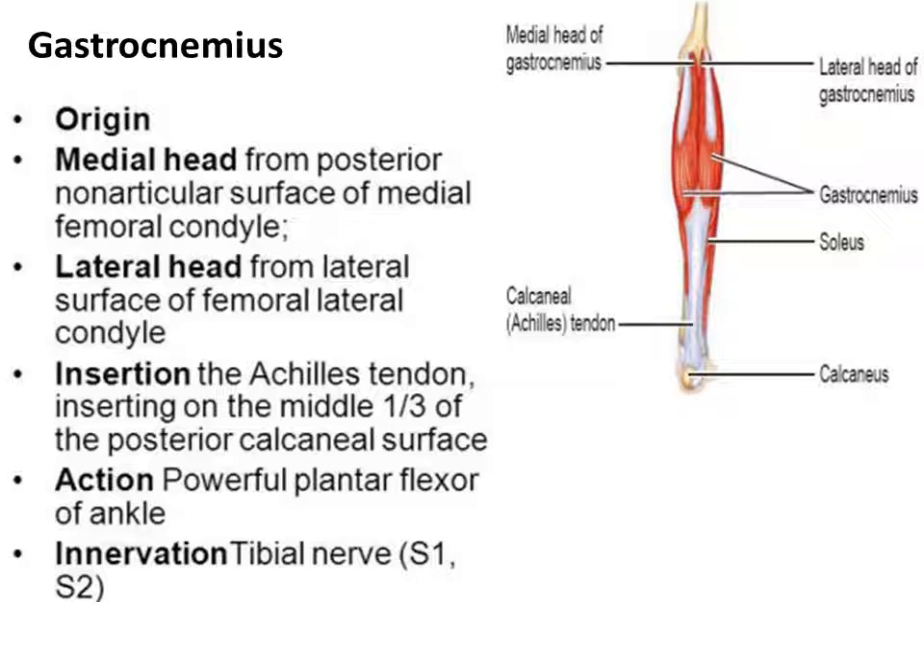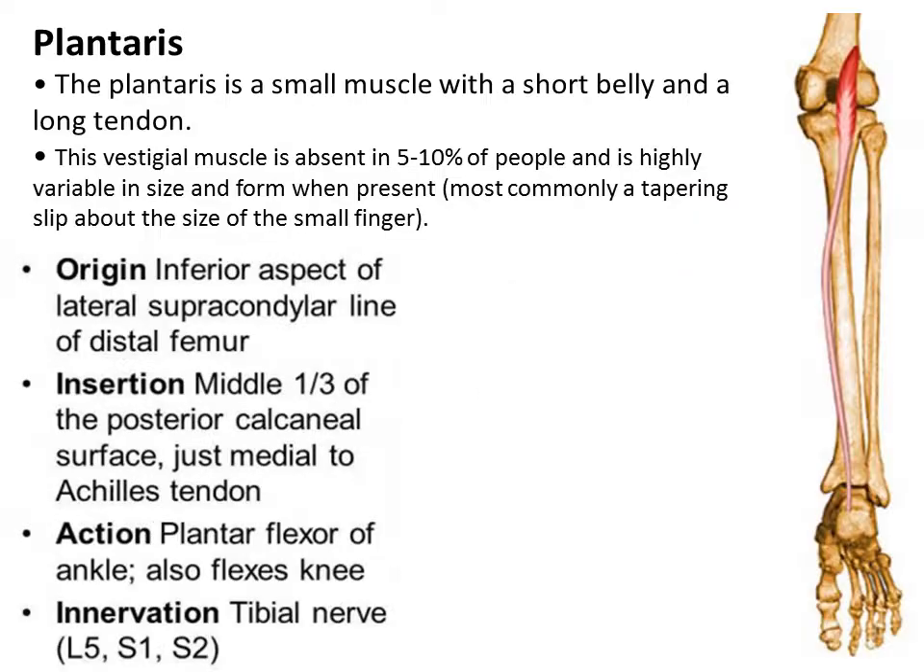Gastrocnemius originates from medial and lateral heads. Medial head: from the posterior non-articular surface of the medial femoral condyle. Lateral head: from the lateral surface of the lateral femoral condyle. Insertion: the calcaneal tendon inserting into the middle one third of the posterior calcaneal surface. Action: powerful plantar flexor of the ankle. Innervation: tibial nerve.